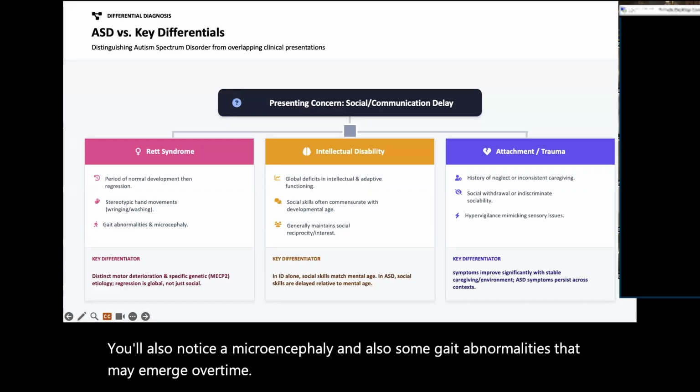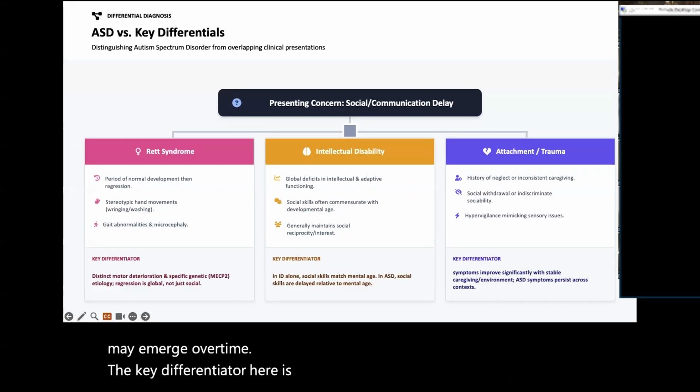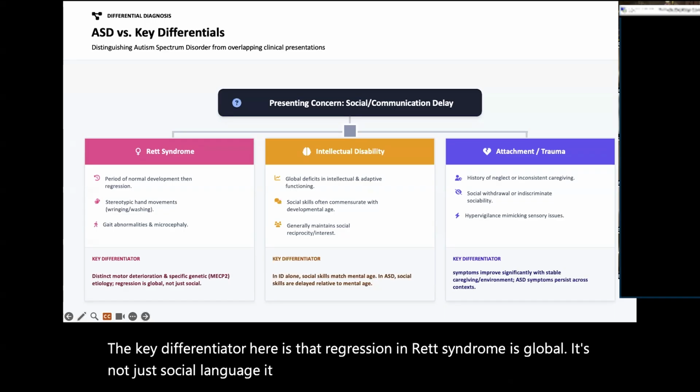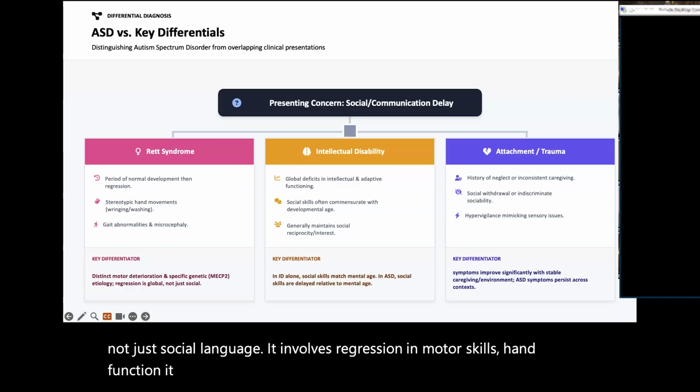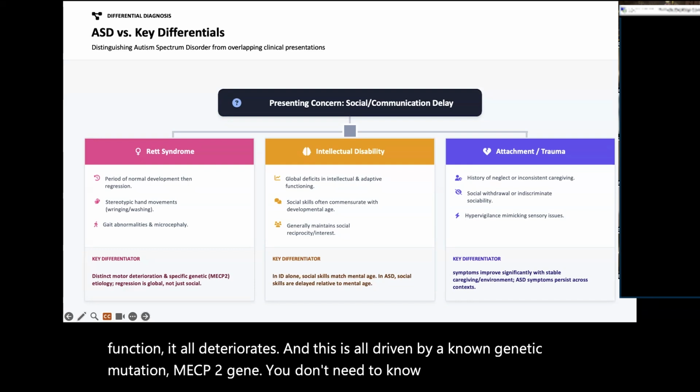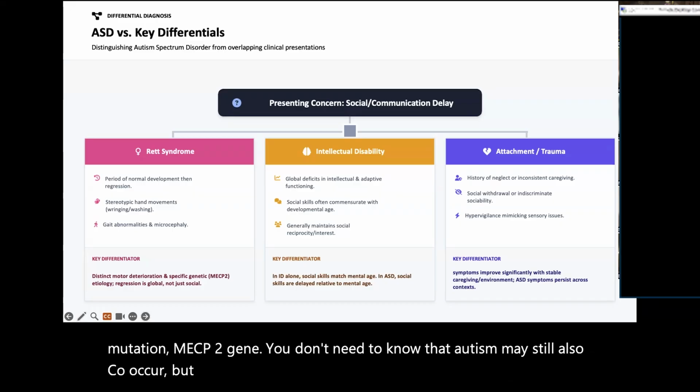The key differentiator here is that regression in Rett syndrome is global. It's not just social language. It involves regression in motor skills, hand function. It all deteriorates. And this is all driven by a known genetic mutation, the MECP2 gene. You don't need to know that. Autism may still co-occur, but Rett has its own trajectory and requires specialized medical attention.